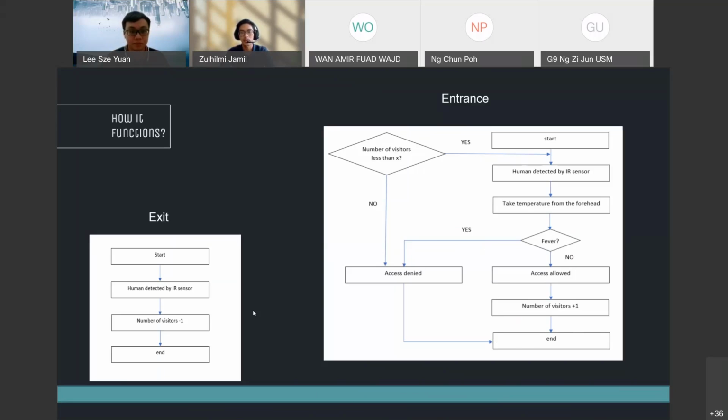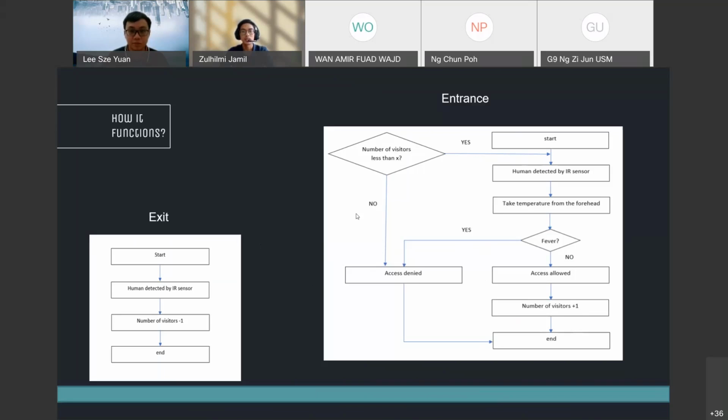And the second situation is when the reading of the human body temperature is out of range. For example, 57.5. So the sensor will detect that the visitor has a fever, therefore access is denied, and the servo will not open the gate, and the red LED lights up.